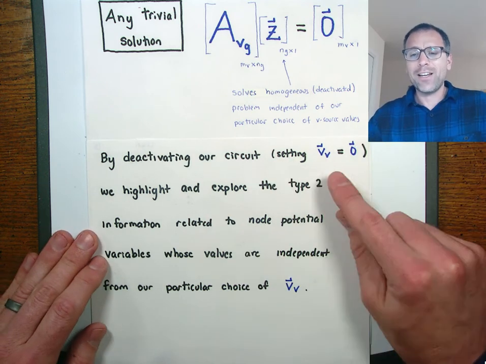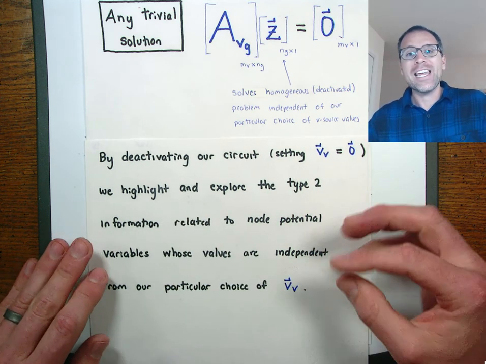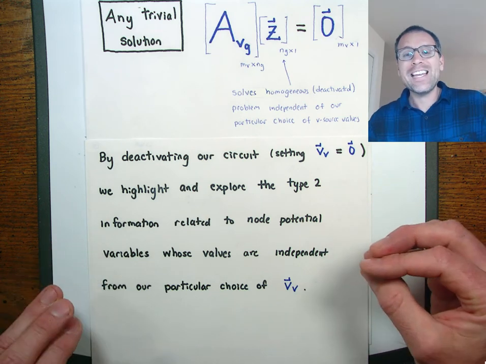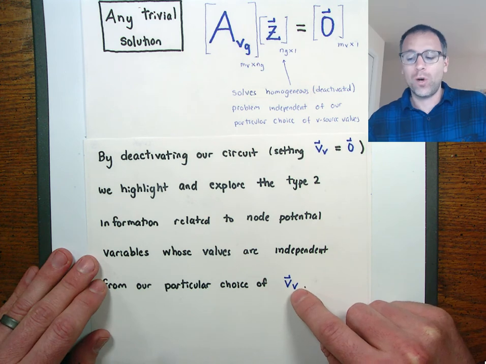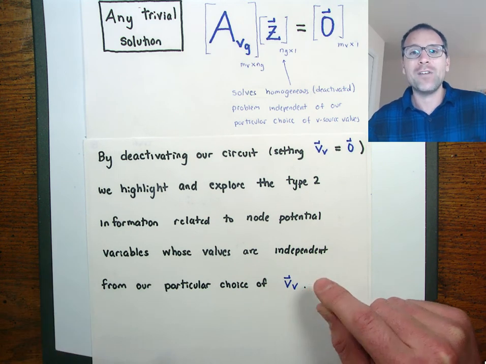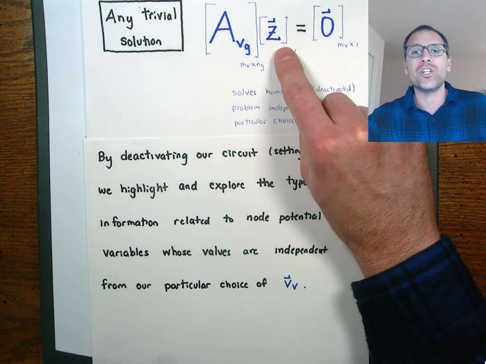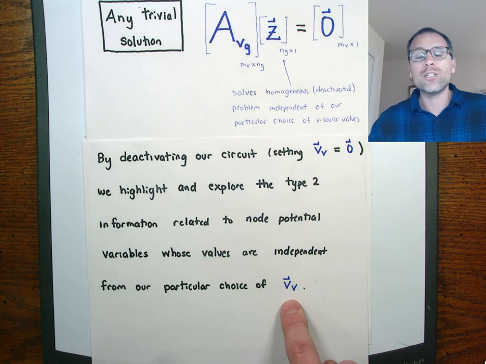When we deactivate our circuit, we can highlight and explore the information having to do with independent node voltages that do not rely on our particular choices for values of our voltage sources. So the deactivation allows us to focus on information that is captured in the deactivated circuit topology, irrespective of the actual values in the voltage source vector.